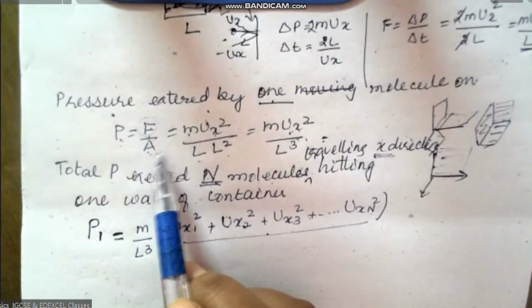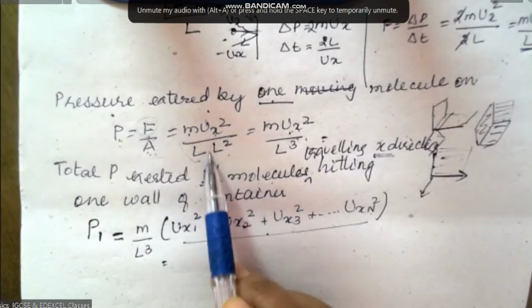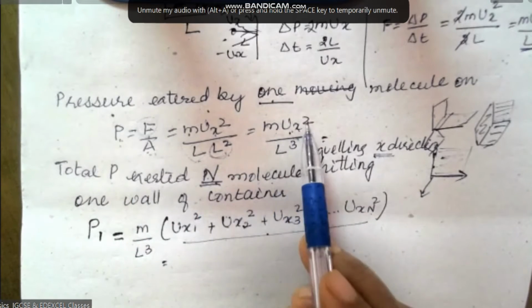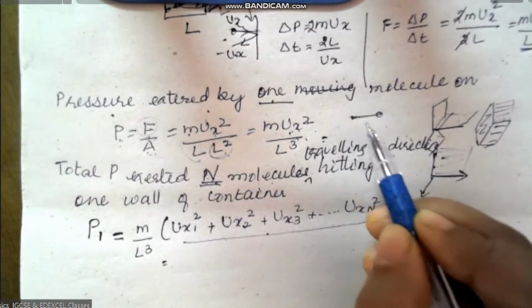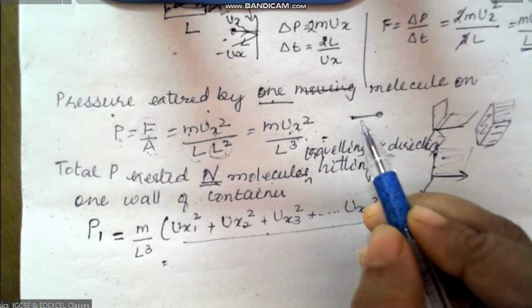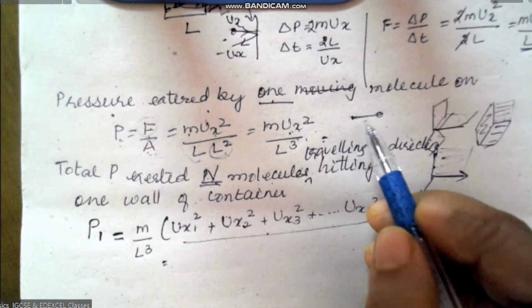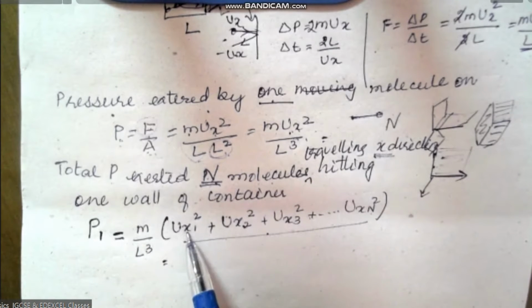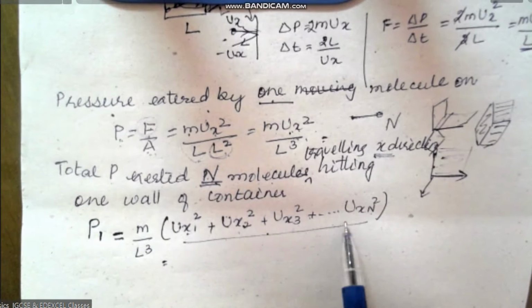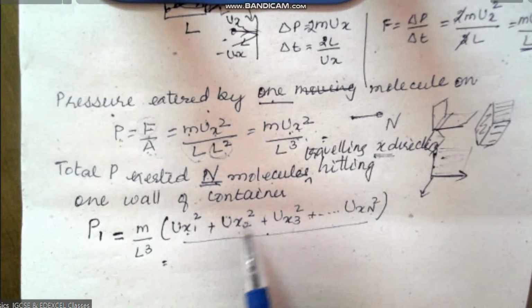Okay, so pressure is equal to force by area. Force is this much, area is L square, so m ux square by L cube. This is by just one molecule. Now there are many molecules moving with different velocities. Let there be n number of molecules moving with ux1 velocity, ux2 velocity, up to uxn velocity.